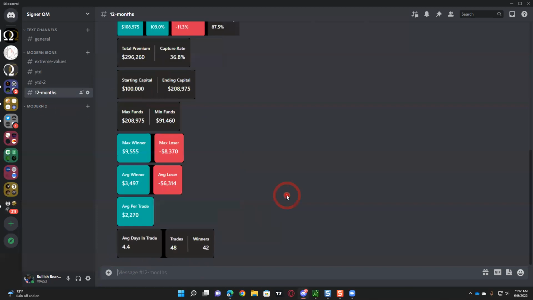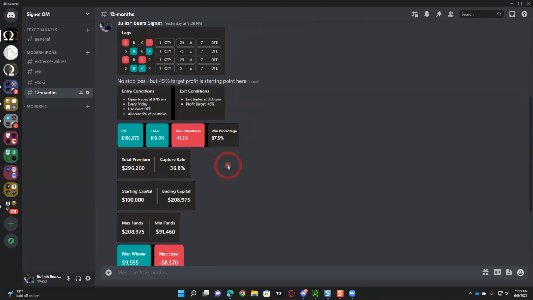So now let's look at the 12-month. So now instead of going just from January to our current time frame, let's step out a little bit more, and maybe we're going to go backwards this time. This had 48 trades total. 42 of them were winners with an average time in trade of less than 5 days. This doubled the account. Remember, it's a $100,000 account, more than doubled the account.